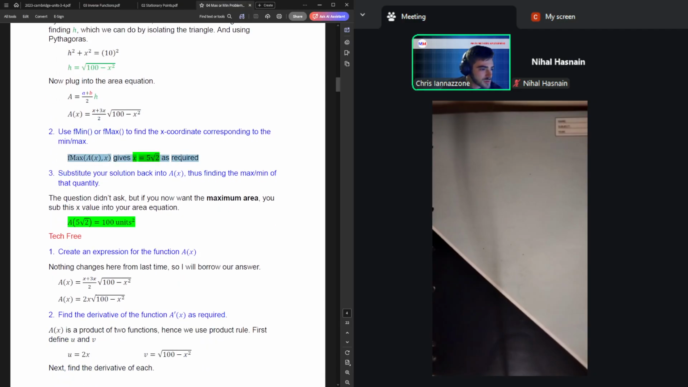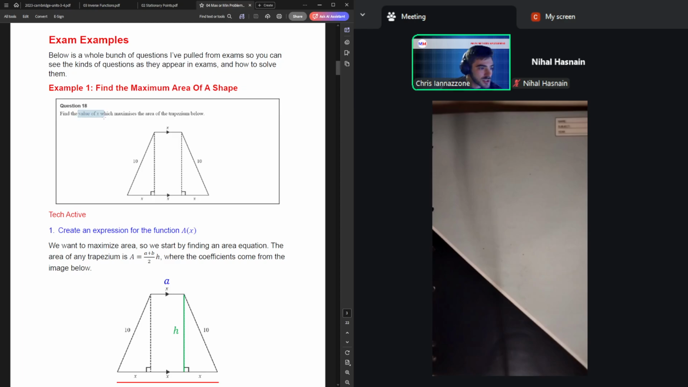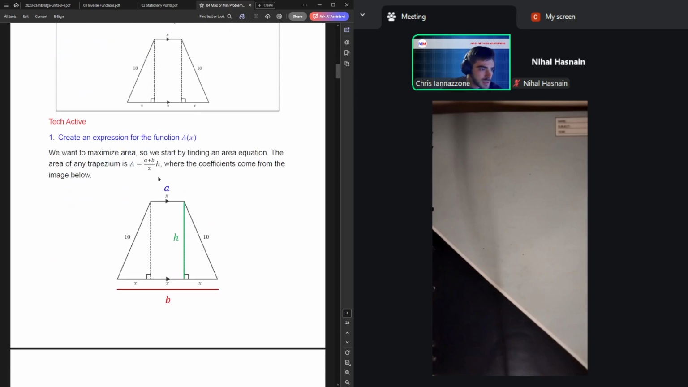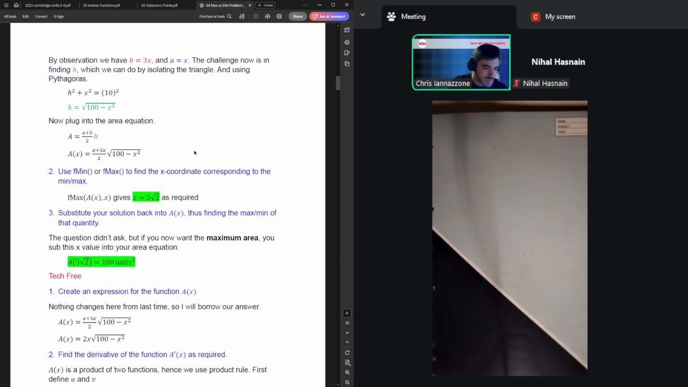In this case, I'm doing it through a tech-active approach, so we're just going to use fmax on it, directly giving us the x value for which there is the maximum. That's all it was asked in this case: find the value of x which maximizes. If it said instead, find the maximum possible area, you would then shove that back into the function. Cool so far?